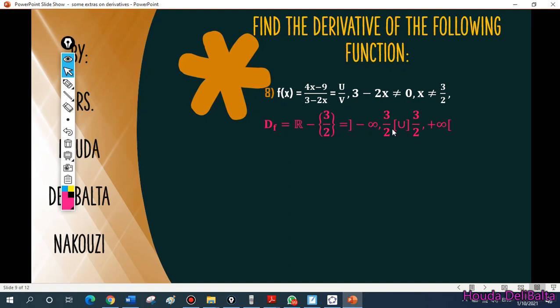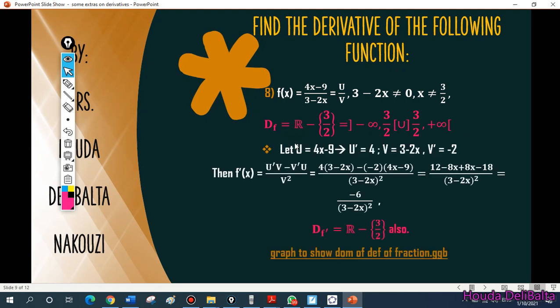And if we want to write it in interval form, we write it that way. The domain of definition of f is equal to the open interval minus infinity till 3 over 2, union 3 over 2 till plus infinity. So the only excluded value is 3 over 2. All real numbers are accepted except 3 over 2. Now let u be the numerator, which is 4x minus 9, then directly u prime is 4. And let v be the denominator, which is 3 minus 2x, then v prime is minus 2.